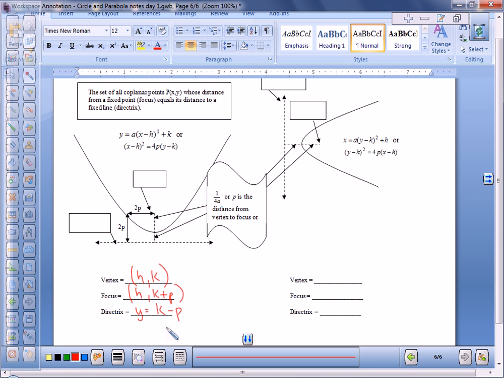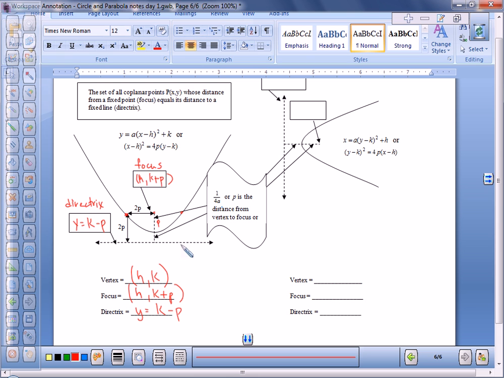Okay, so this is pointing to our focus, and for us, our focus is (h, k plus p). And this one is pointing to the directrix. For us, it's a horizontal line, so it's y equals, and this is k minus the p. So this distance right here is our P. And from the focus, you go over 2P on either side to get these points.